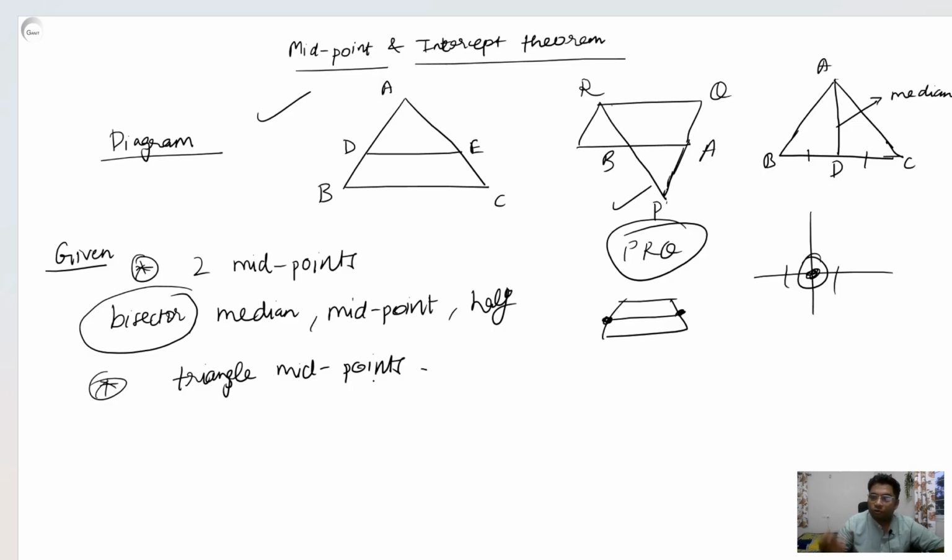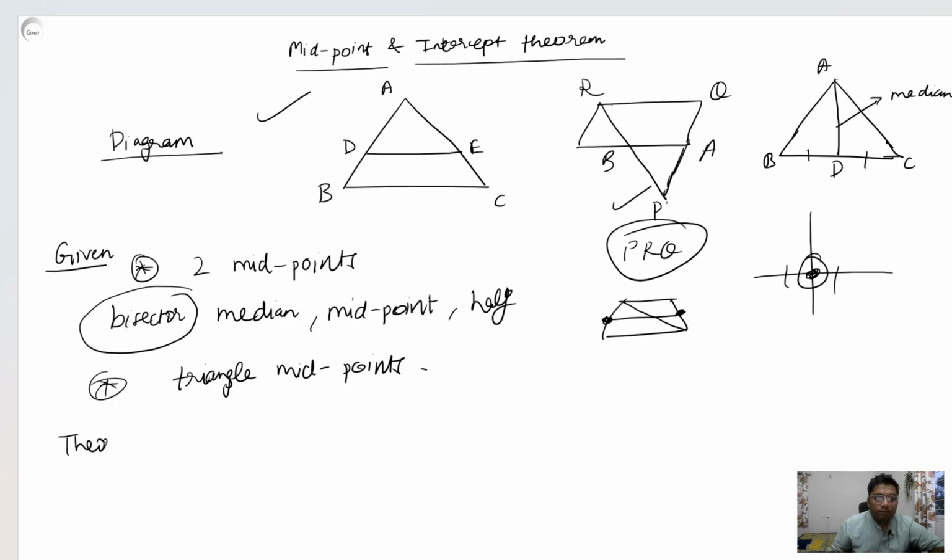So what would you do if you come across a quadrilateral which has midpoints given? You would try and create a triangle, not one but two triangles if you can, if that's what the question is expecting. But remember, the midpoints on a quadrilateral side will not give you midpoint theorem. It has to be on a triangle side. All right. So these two must be given for the midpoint theorem to work.